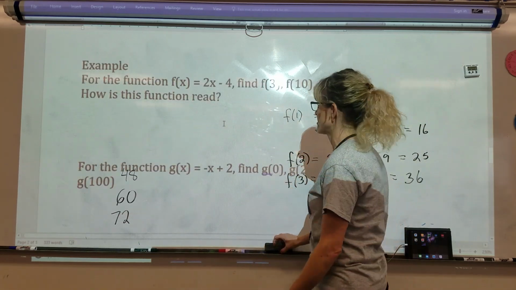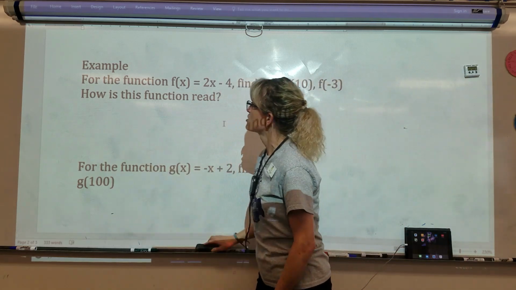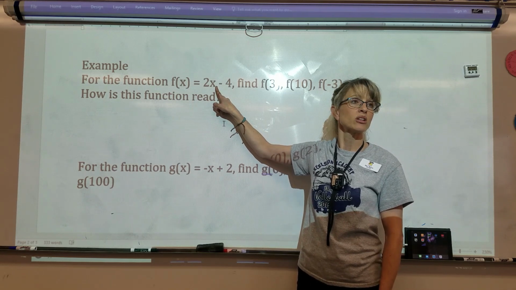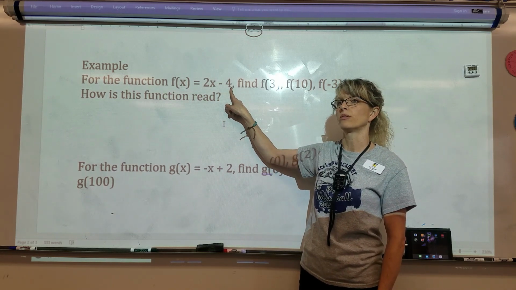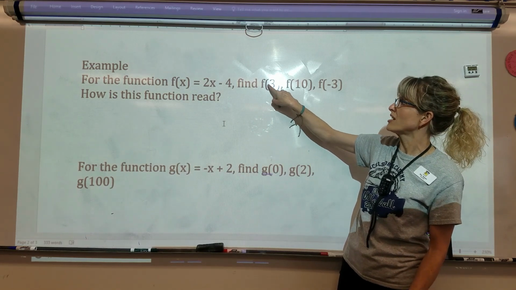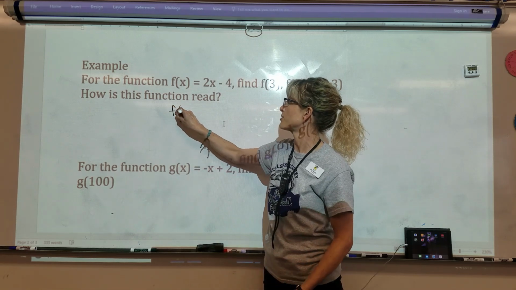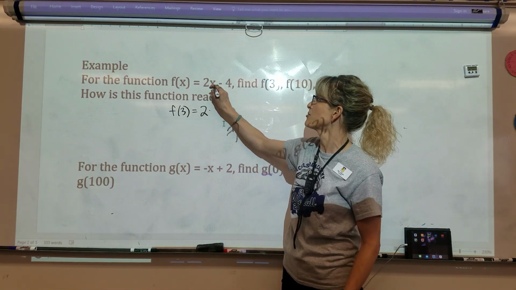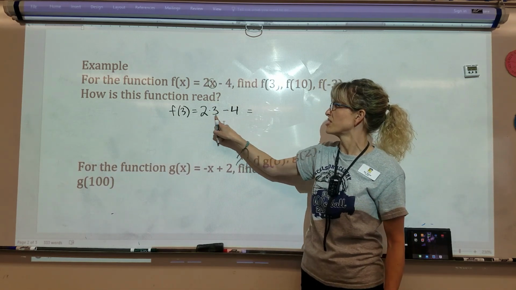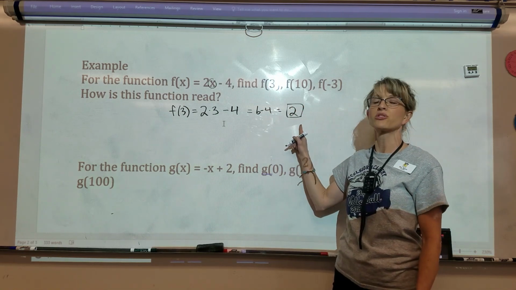But the fun part is when we get to evaluate functions for different inputs. So here's an f of x function. The rule is 2 times the input minus 4. It says find the function evaluated at 3. In other words, if you input 3, what's your output? So I write f of 3 equals 2 times, here's my input, 3 minus 4, and I just solved that. That'd be 6 minus 4, which equals 2. So f of 3 equals 2.